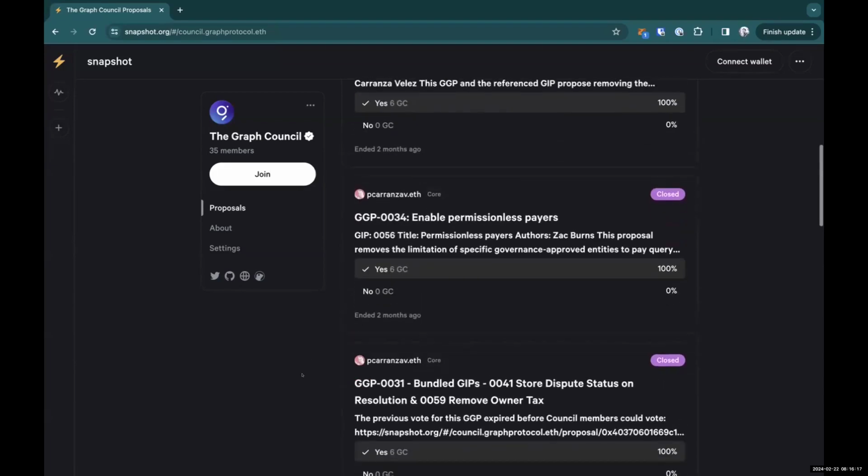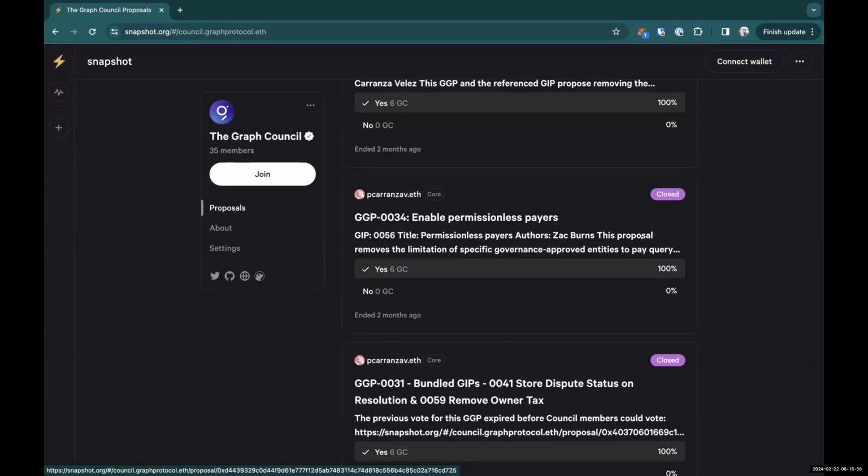And then the other GGP that is enabling permissionless payers is removing a restriction that we had in the staking contract by which only specific addresses were able to inject fees into the protocol. And these specific addresses are generally related to gateways. So if a gateway wants to pay fees into the protocol and into the rebate formula and all of the protocol fees and so on, previously they had to be allow listed by the council, and now that is fully permissionless. So this is another step towards further decentralizing the graph.